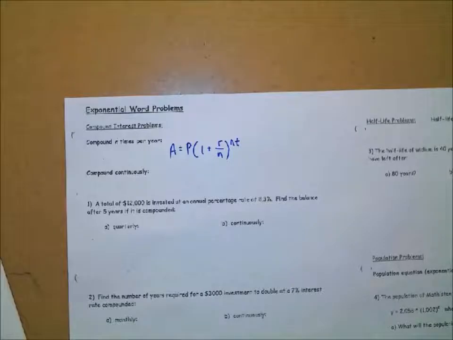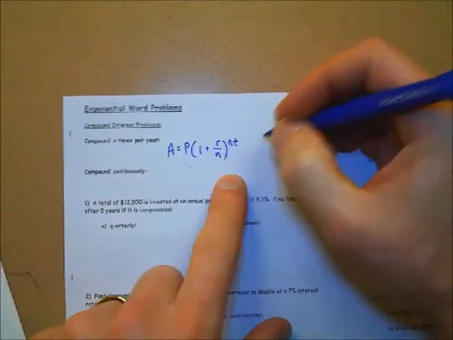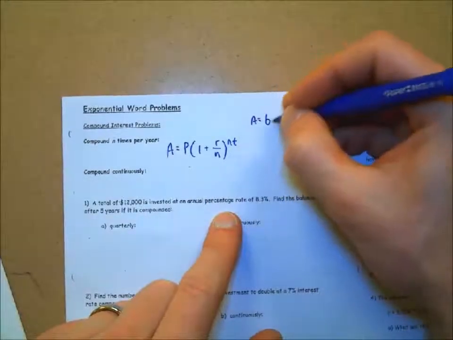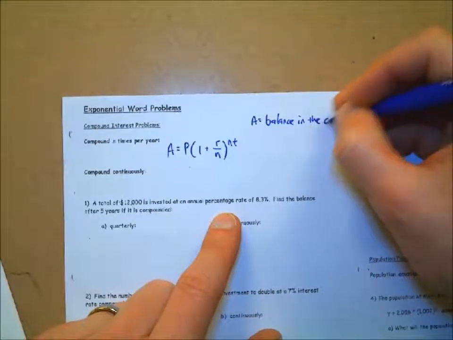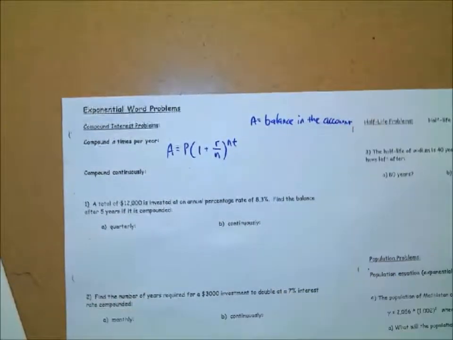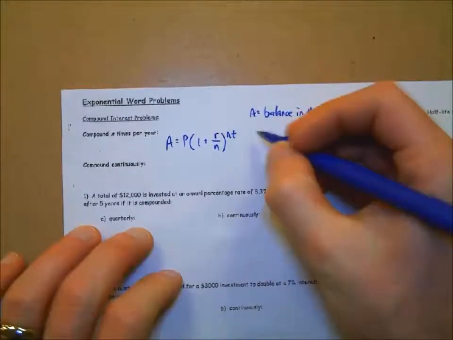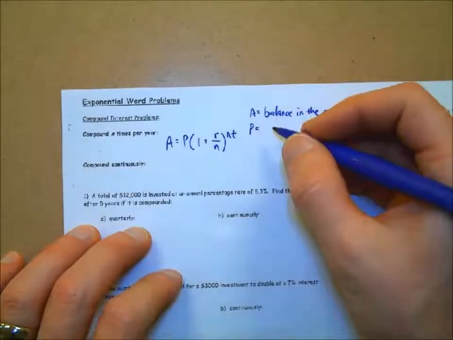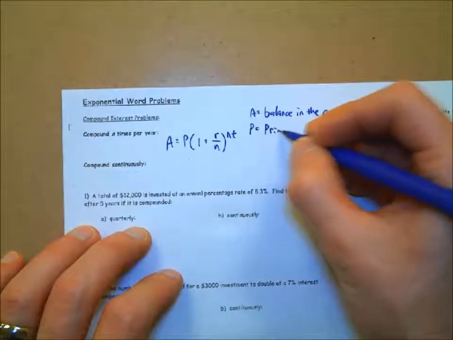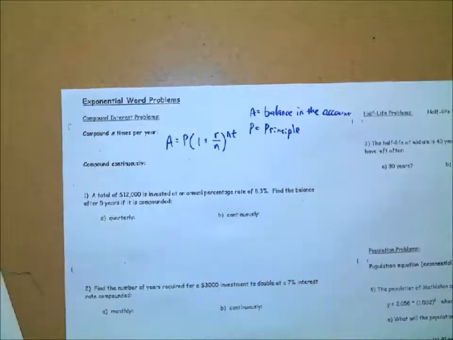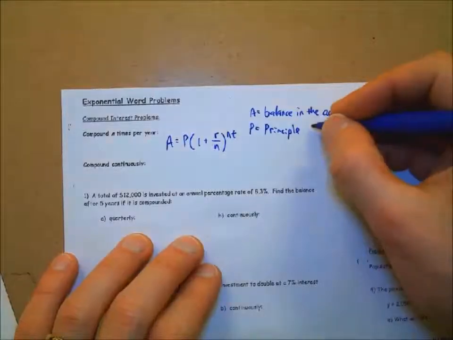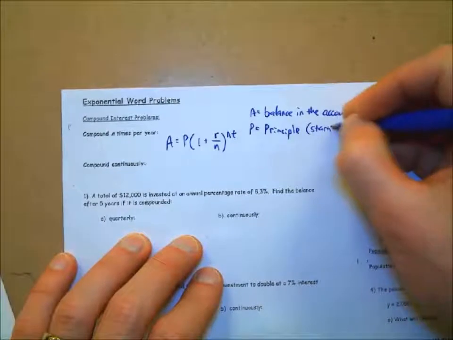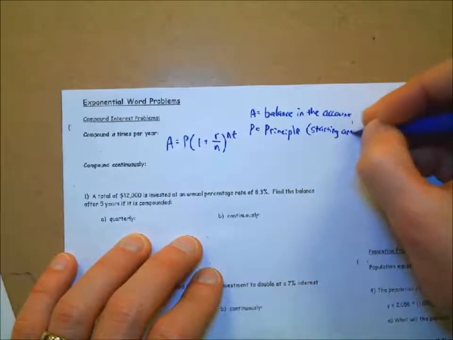Okay, and so there are a lot of variables in here, right? For example, A is the balance in the account, or you could also think of it as the final amount. P, you know what that stands for? Principal, which is the original amount. I think in this case it's the P-L-E spelling of principal, which is the starting amount.